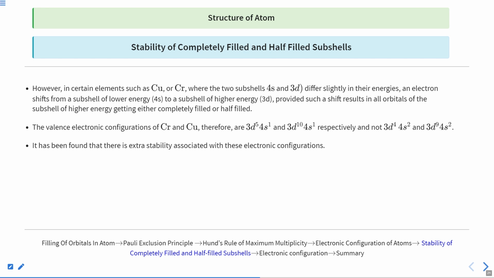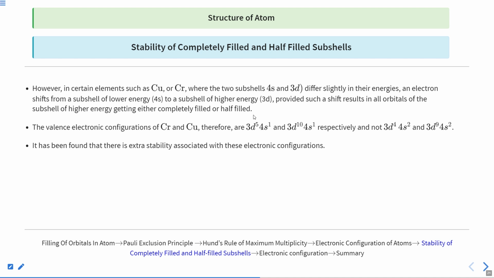So when you look at chromium and copper, instead of moving on to the 4s electron, it is getting back to 3d. Okay, so it is not 4s to 3d, it's 3d5. If you just calculate the n plus l value, then you will find that the n plus l value of 3d is more than 4s. But still, the 4s is half filled, meaning the lower energy is not filled first, then the higher energy is filled. Clear? And therefore these two configurations, that is 3d4 4s2 and 3d9 4s2, are both unavailable, right? Means they are wrongly written, whereas this one is rightly written.